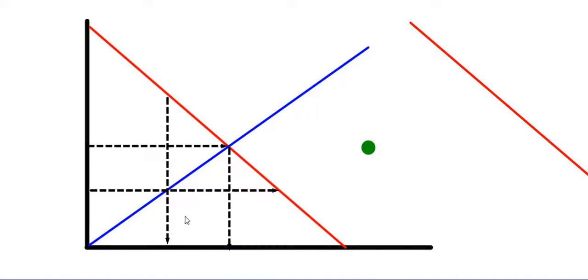So now we've got a situation where this area right in here is deadweight loss. So now our producer and consumer surplus has shrunk, gotten smaller. This area right here now, the combined.